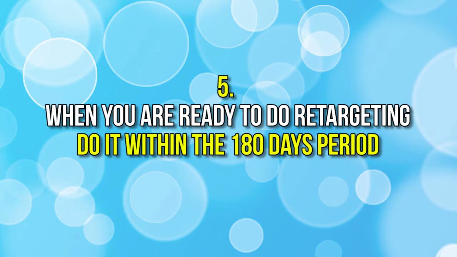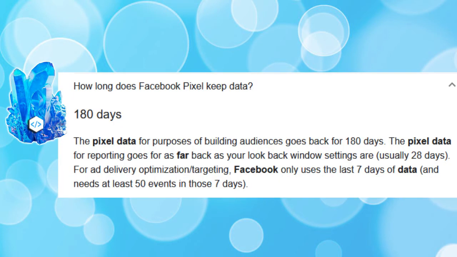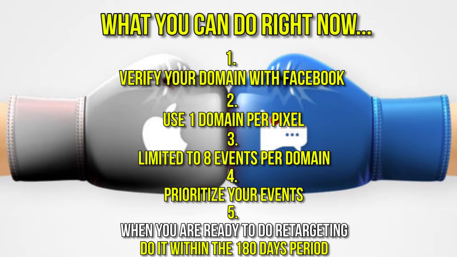And lastly, the fifth thing you can do on your end is if and when you are ready to do retargeting, do it within the 180 days period for increased accuracy of the data. The Facebook Pixel currently holds relevant data of action that visitors have taken on your website up to 180 days. This means if you want to retarget these visitors, it would be best to do that within the 180 days period for increased accuracy. Now, I know this list of things to do may seem complicated and confusing to you. Please don't be worried. I will walk you through what you need to do as we set up your pixel and ad campaigns, step by step.